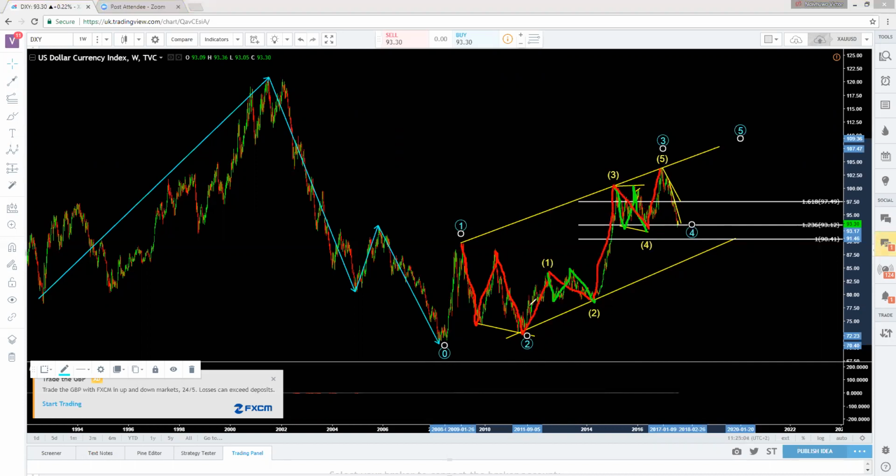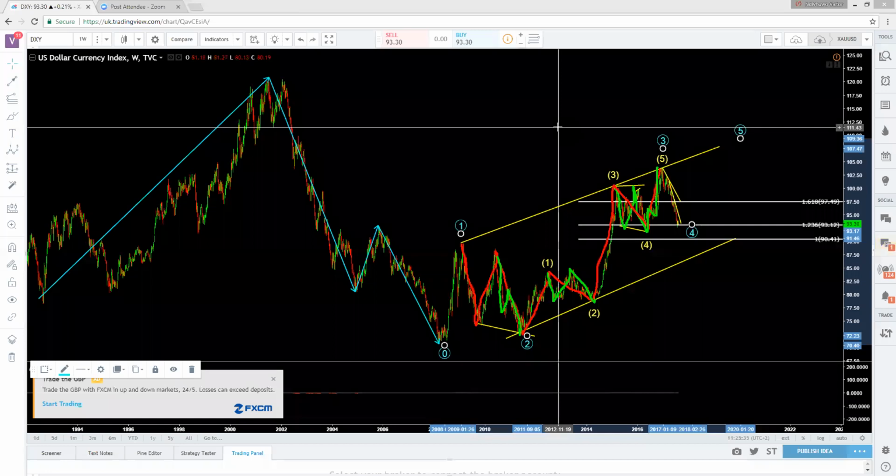If I had to go lower, just to show the degrees, I was going to find something like this, right? So here, same thing. The green degree was going to do something like this, probably a 1, 2, 3, 4, 5 extension in here. So now we are anticipating that we will conclude wave 4. We don't know where wave 4 is going to conclude for now.